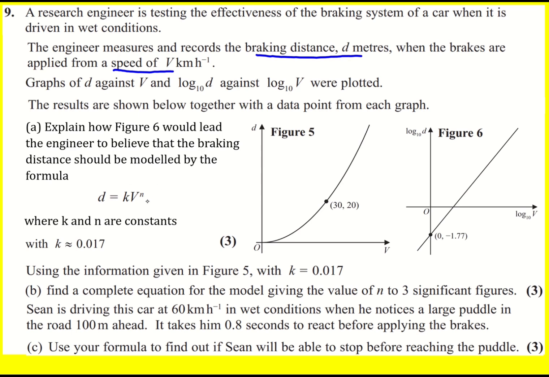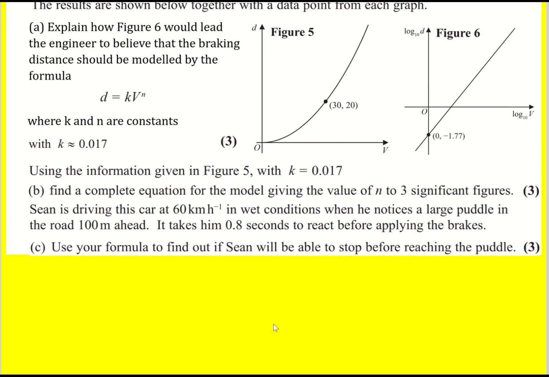So it's d equals some constant times v to some power. It's not an exponential, it's one of those polynomial sort of ones, but there's no extra terms to it. So k and n are constants, and k we need to show is approximately 0.017. All right, this is all about transforming an equation into a log equation.